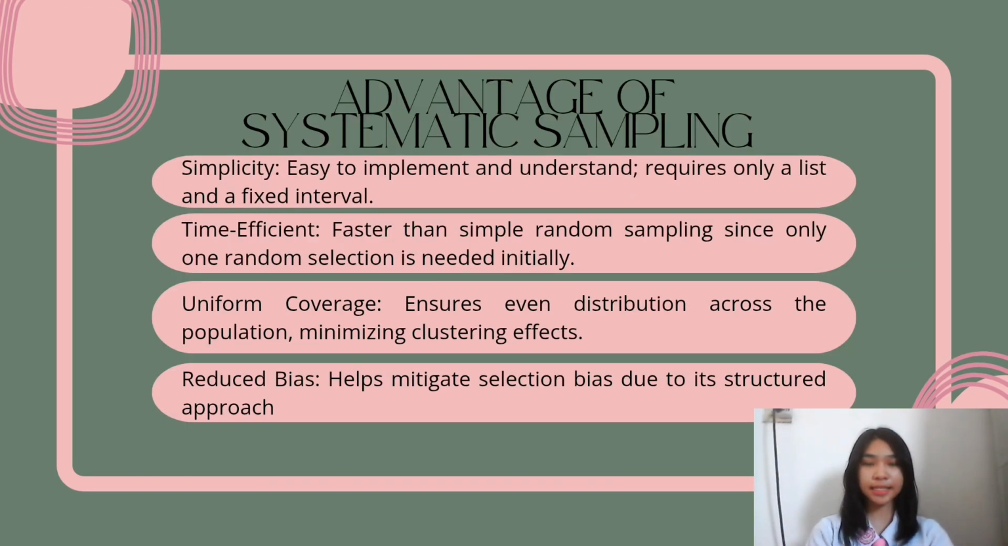Advantages of systematic sampling. First, simplicity. Easy to implement and understand. Requires only a list and a fixed interval. Second, time efficient. Faster than simple random sampling since only one random selection is needed initially. Third, uniform coverage ensures even distribution across the population, minimizing clustering effects. Fourth, reduced bias. It helps mitigate selection bias due to its structured approach.